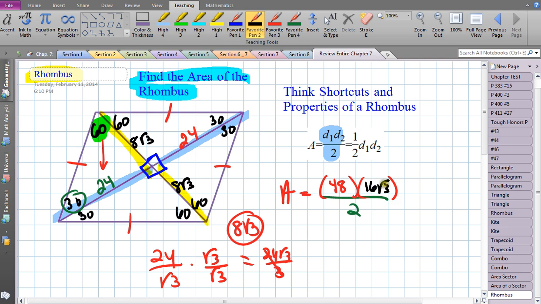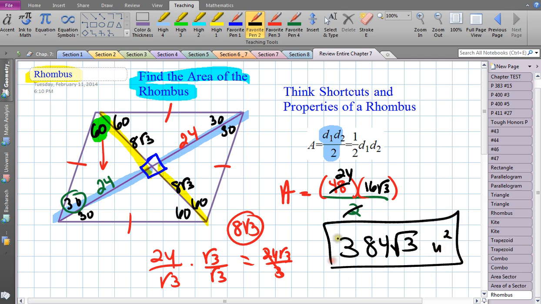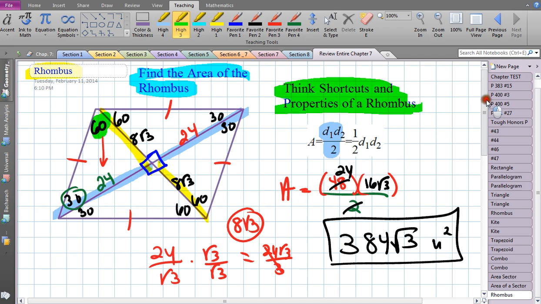So what's left in here? Well, we're going to multiply these two diagonals together, and we're going to divide by 2, and let me do that right now and simplify. Let's see, half of 48 is 24, and then I break out my calculator. This is 24 times 16 radical 3, which is giving us a final answer of 384 radical 3 units squared. So that is the application of some 30-60-90 triangles and some properties of a rhombus to calculate the area of that rhombus.